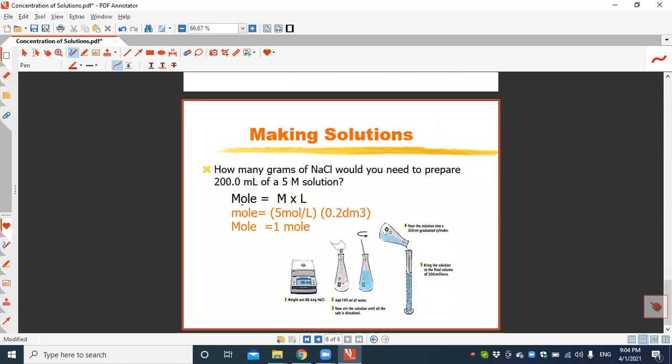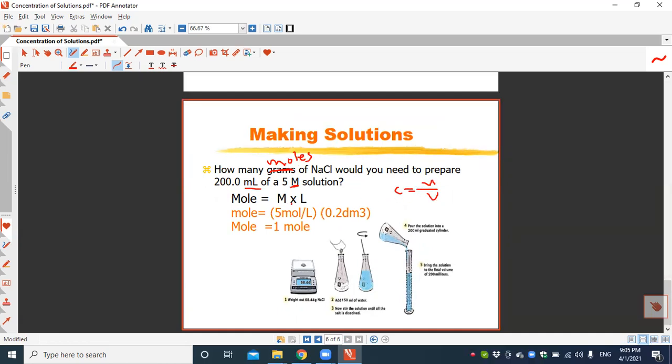Now we need to make solutions. So I gave you an exercise, and then we are going to use the virtual lab. How many moles of NaCl would you need to prepare 200 mL of a 5 molarity solution? Depending on the equation, concentration equals number of moles divided by volume. So we need the number of moles, which is concentration times volume.